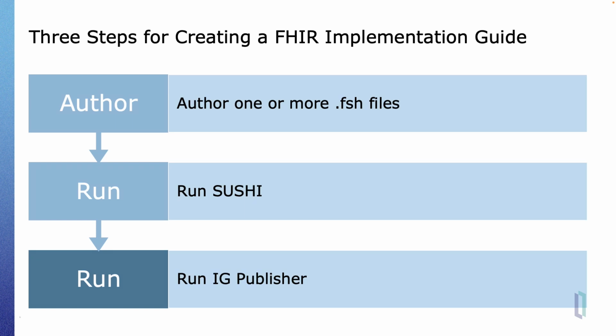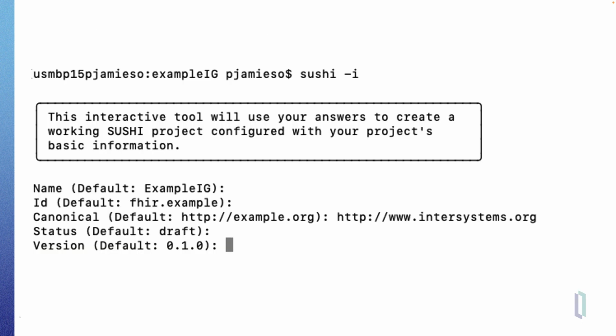There are only a few simple steps that you need to create a FHIR implementation guide. You're going to author one or more of these .fsh files. We're going to run this tool Sushi that's going to validate that we have correct FHIR Shorthand rules implemented. And then finally, we're going to run the IG publisher that'll publish this as an implementation guide, and you'll get to see exactly how to do this.